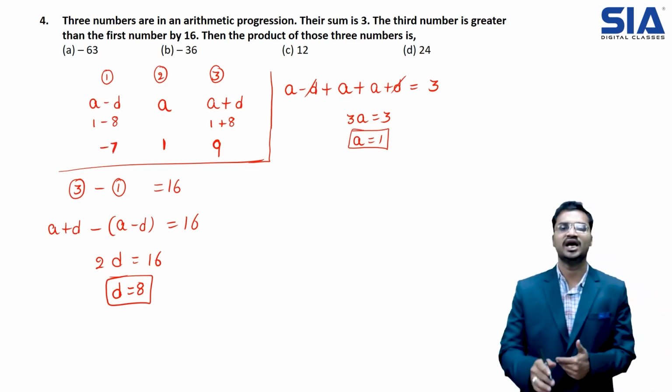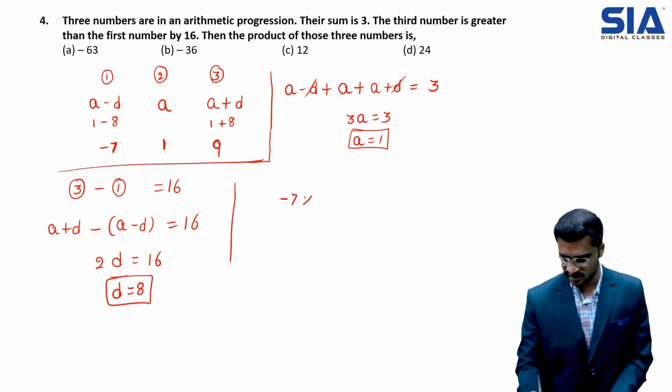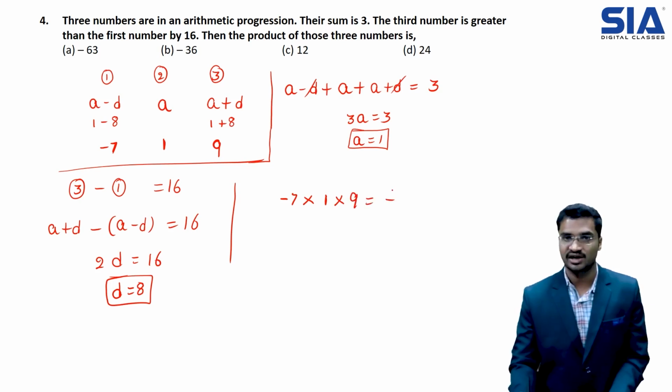Now in this question, he asked for the product of these three numbers. So the first number is minus 7, the second number is 1, and the third number is 9. So our answer is what? 7 9s are 63, that too minus 63. So our answer is option A.